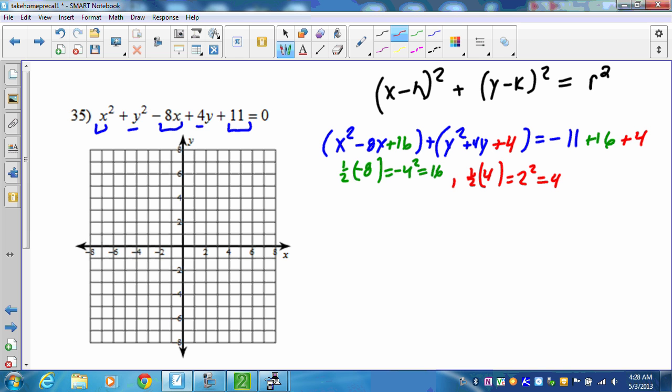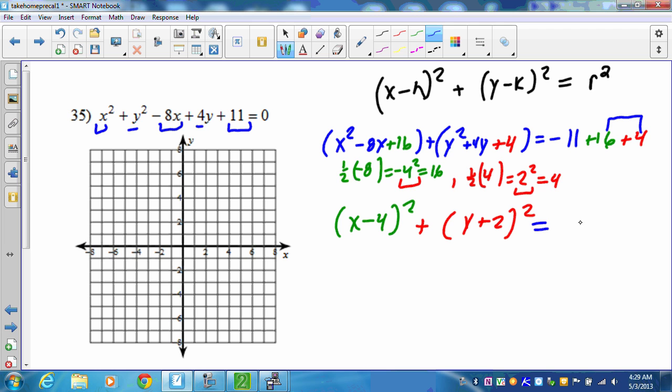Okay, so let's build our squares back. And we have x minus 4 squared. And then we have plus y plus 2 squared. That was positive 2, and this was a negative 4. That's why we have it set up like this. And then it equals 16 and 4 is 20, and 20 minus 11 is 9.